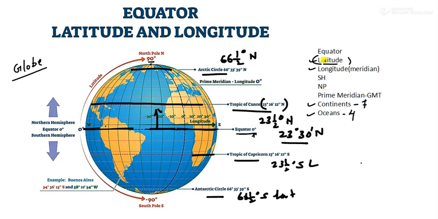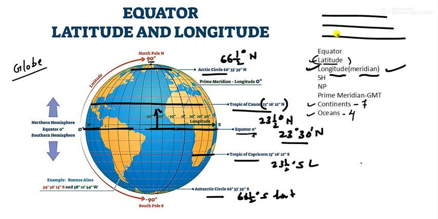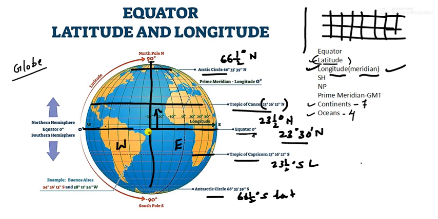Now similarly we have longitude. What are these longitudes? They are also called meridians. Since we have horizontal imaginary lines, which we call latitudes, we also have vertical lines to specify any point on the earth. We call those vertical imaginary lines longitudes. They decide the east and west position of any point on the earth.